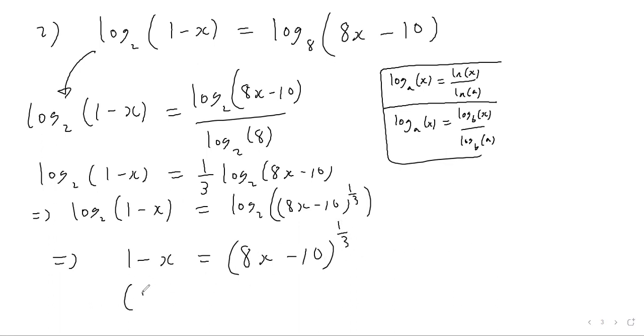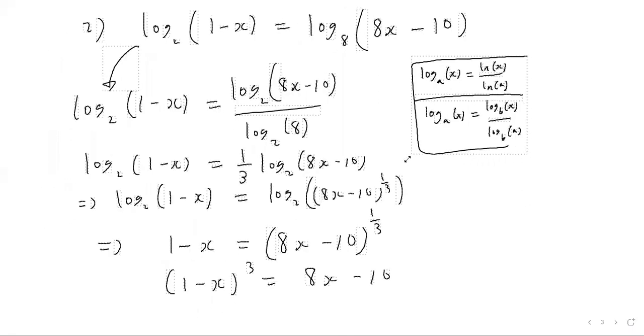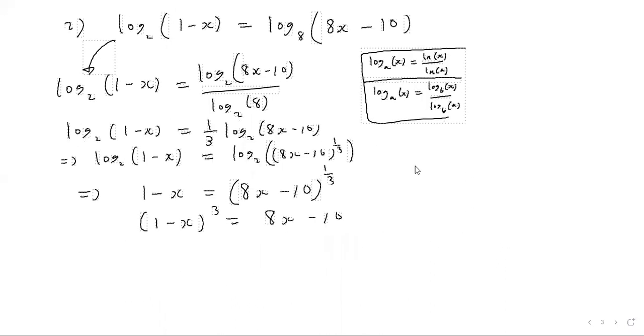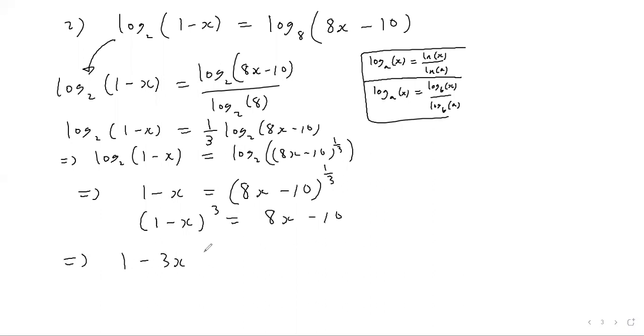So if we do that, we get 1 minus x to the power of 3 is equal to 8x minus 10. We can then expand the brackets on our left-hand side. If you like, you can use the binomial expansion to do this, because if we do that, we would get 1 and then minus 3x plus 3x squared minus x cubed is equal to 8x minus 10.